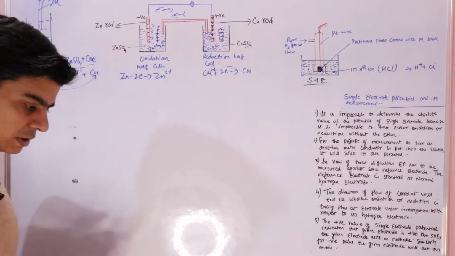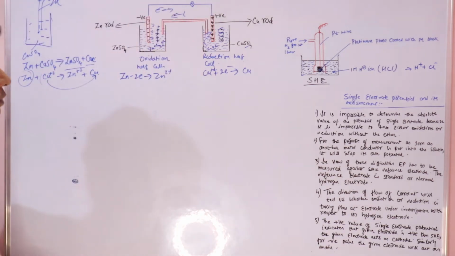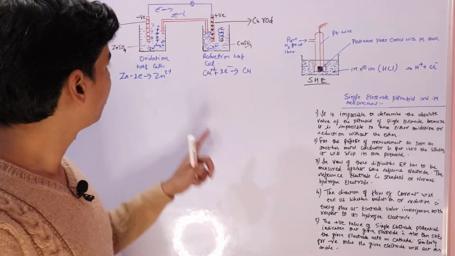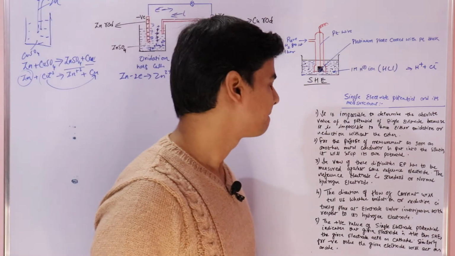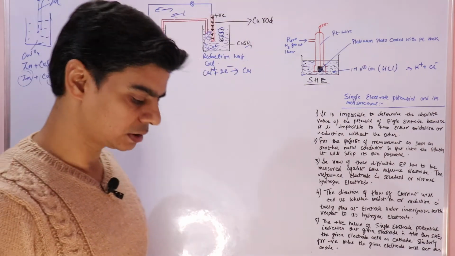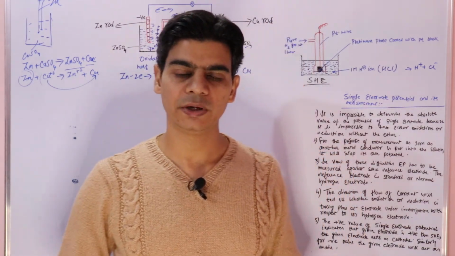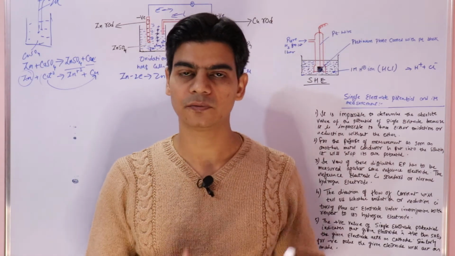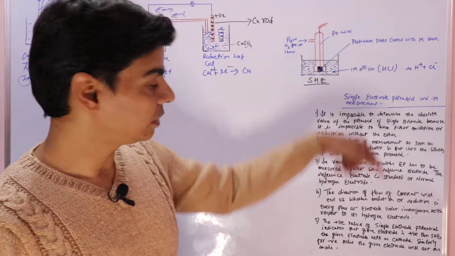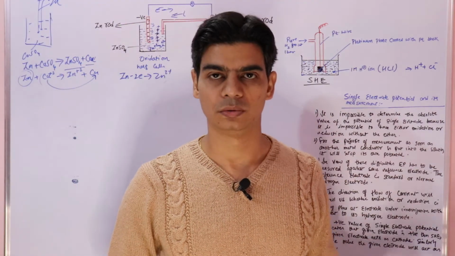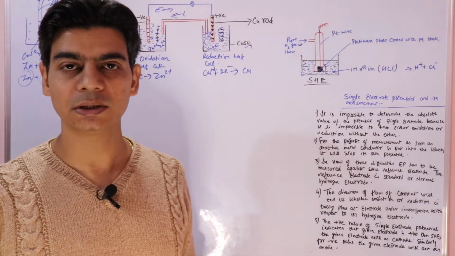But still, if we want to calculate the single electrode potential or the absolute value of electrode potential of, say, zinc or copper, then what can we do? We have discussed the standard hydrogen electrode before this lecture. We know that under standard conditions of temperature, pressure and concentration, the electrode potential of this standard hydrogen electrode was 0 volt. And this standard hydrogen electrode can act as anode as well as cathode.